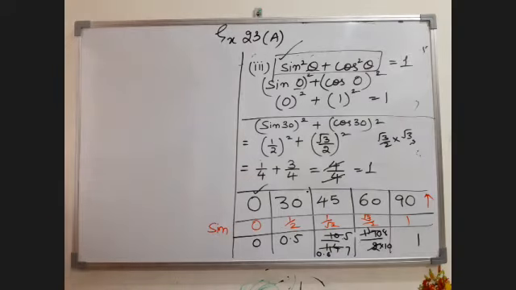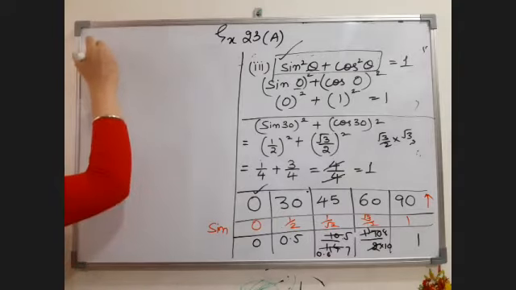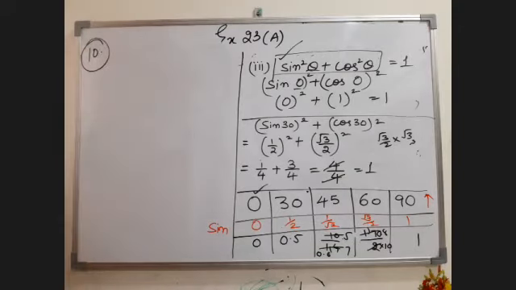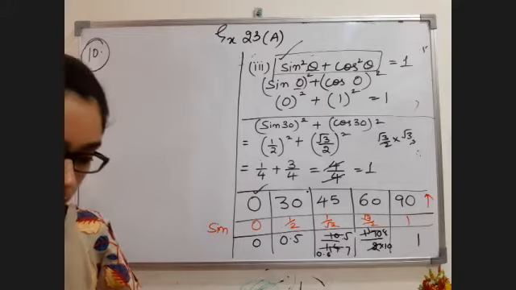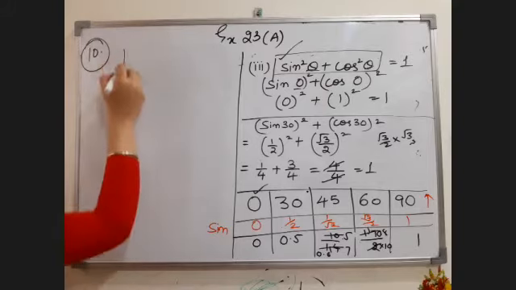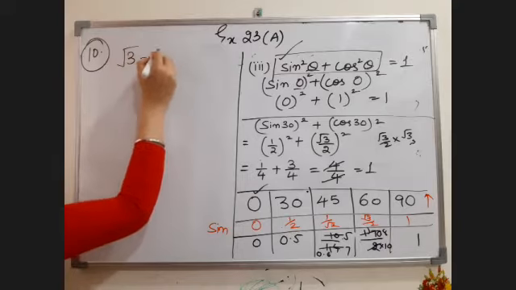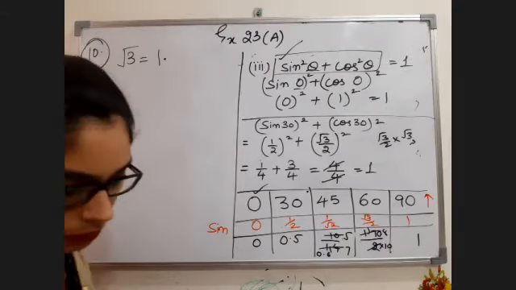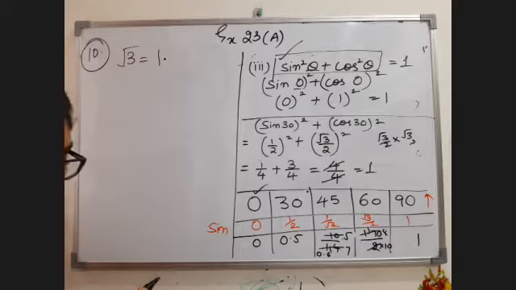What is given in the 10th question? Read, Daniel. If root 3 equals 1.732, find correct to two decimal places the value of each of the following: sine 60 degrees, and second one is 2 by tan 30 degrees.